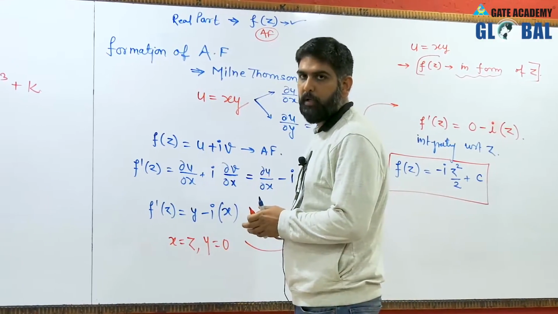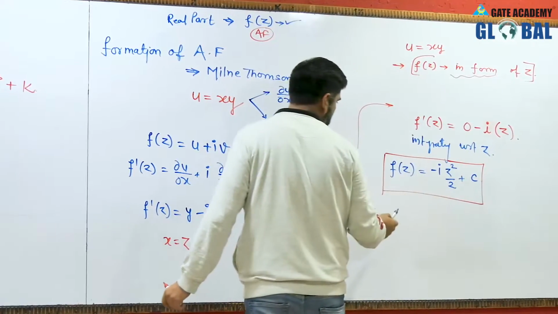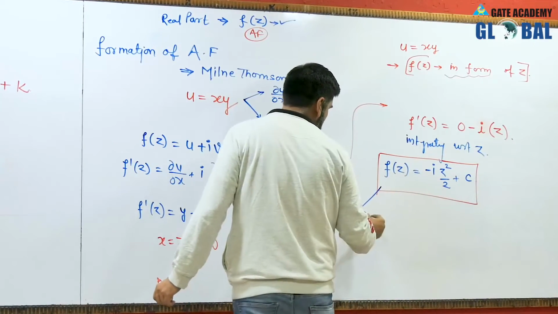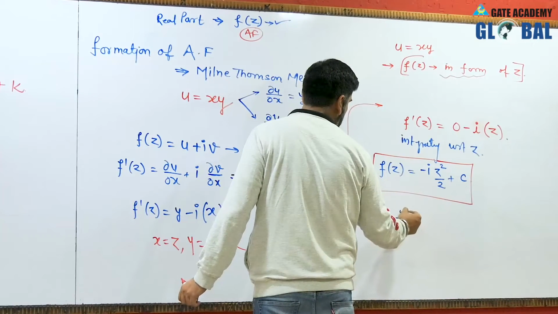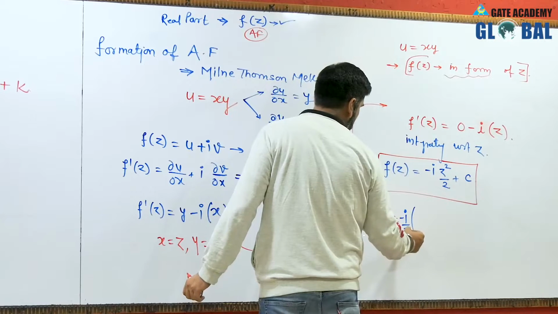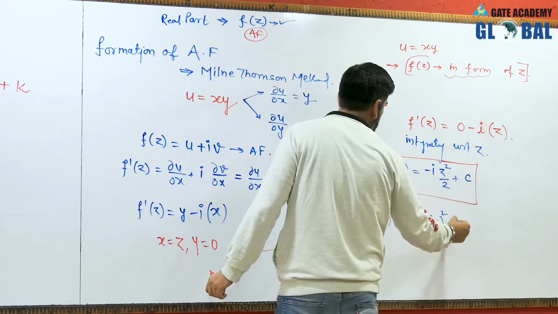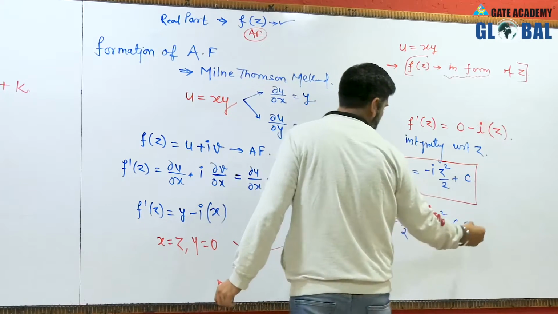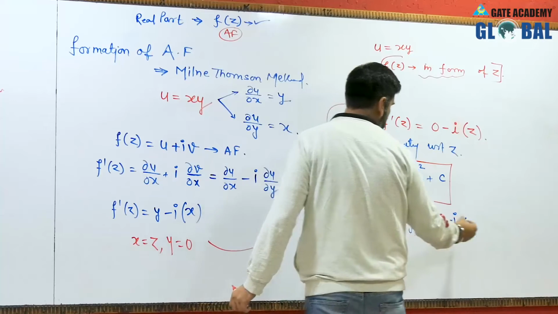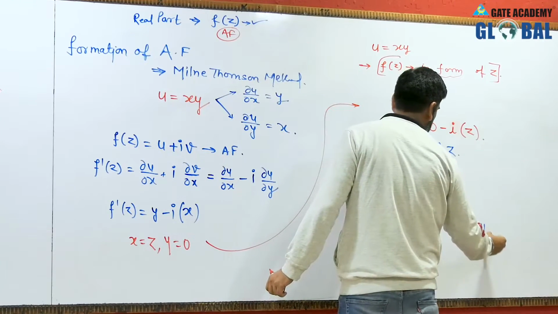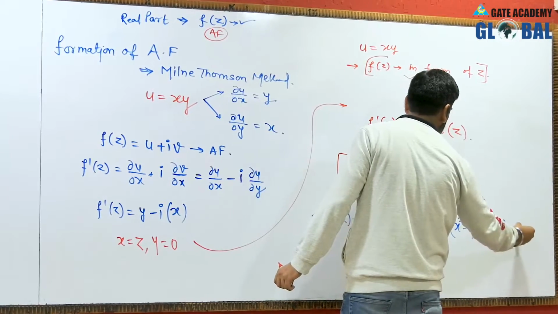Now it is not the end. Let us put in the value of z. So what is the value of f z? I am having minus i by 2 into x plus i y whole square plus c. Minus i by 2 is outside, and the whole square gives x square minus y square plus 2i x y, and again plus c.